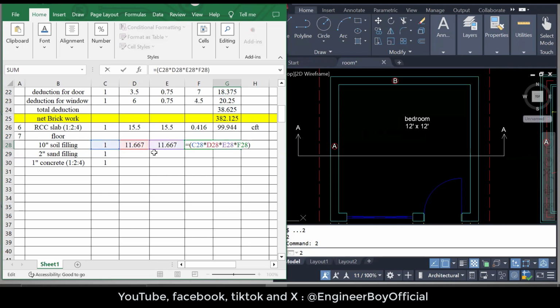so we can have the quantity. You can see that, which is 113 CFT soil filling. That means a little bit more than 1 sekada.